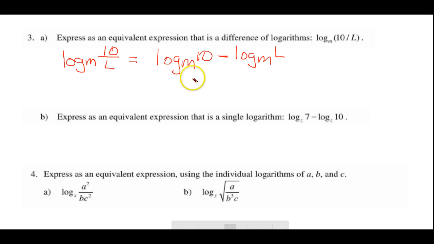Now in letter B, they want us to list it in a single logarithm form. So that would be log base z. It's kind of hard to read there. Now this is going to be 7 on top, and then since it's negative, we put the 10 underneath. So there's the answer to letter 3B. All right, let's go on.